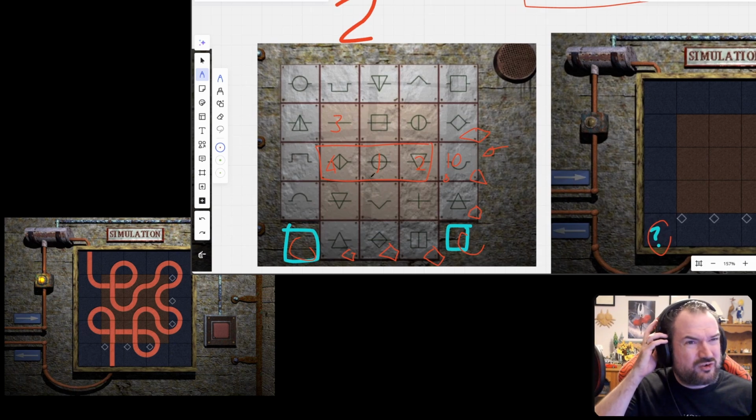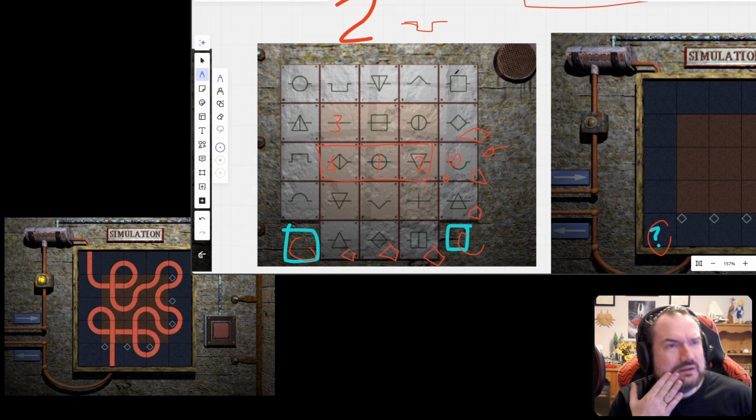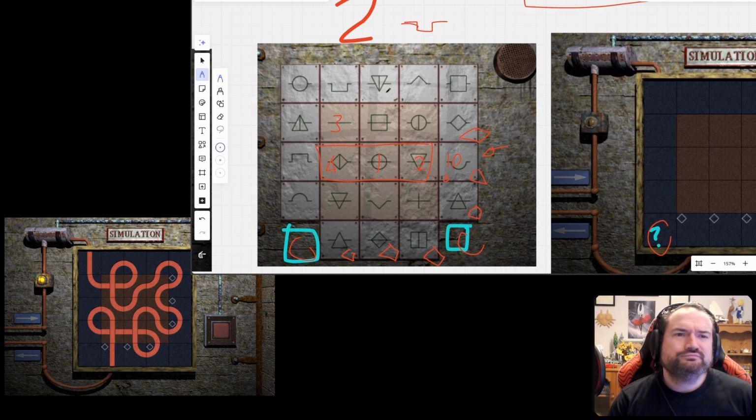Oh, we're missing square wave. We're missing square wave from this anyway. So... Yeah, because square wave is only here and here. So that one, so square wave kind of doesn't get a look in.